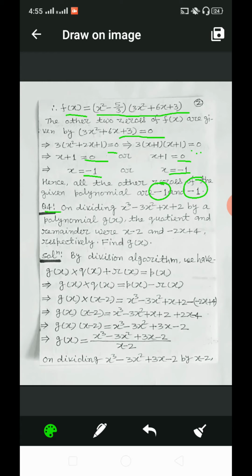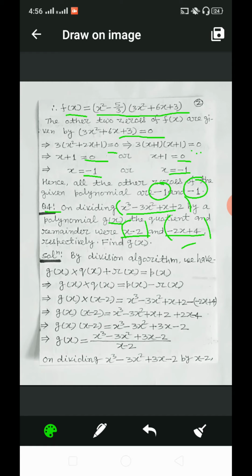Question number 4. On dividing x cube minus 3x square plus x plus 2 by a polynomial g(x), the quotient and remainder were x minus 2 and minus 2x plus 4 respectively. Find g(x). Dear students, here dividend is given, that is x cube minus 3x square plus x plus 2, and quotient and remainder are also given, that is quotient is x minus 2 and the remainder is minus 2x plus 4. We have to find g(x).